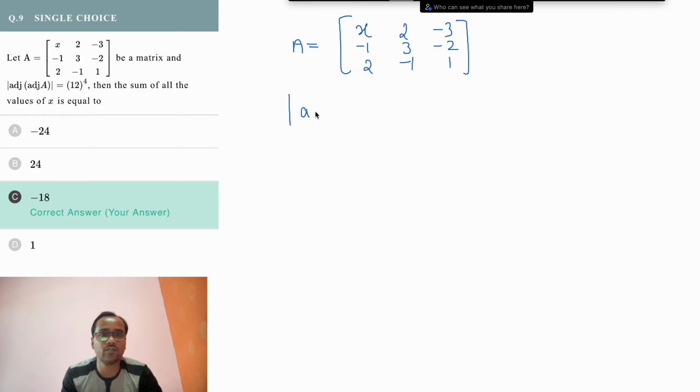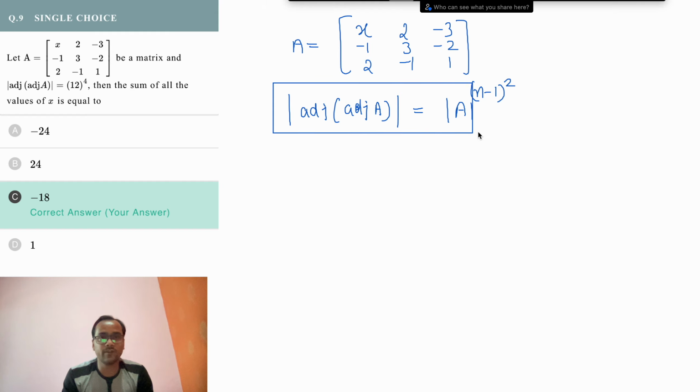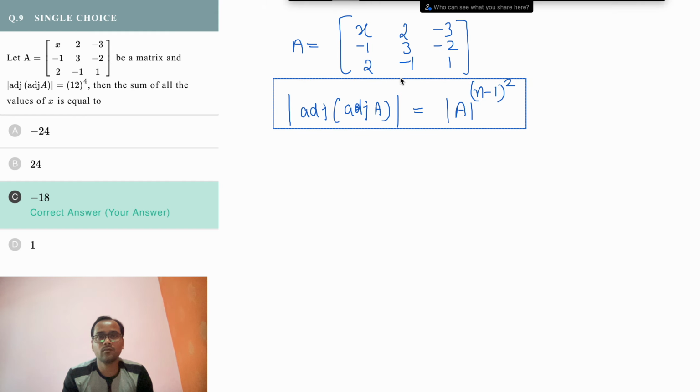This is not mod actually, this is actually the determinant of adjoint of adjoint A. The determinant of adjoint A is the determinant of A raised to the power n minus 1, whole square. This formula you must know for solving this question. Clear?